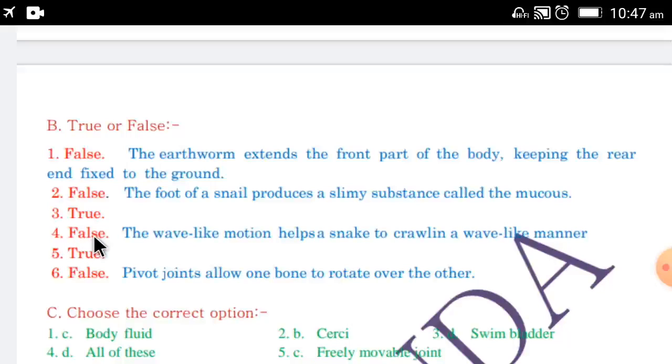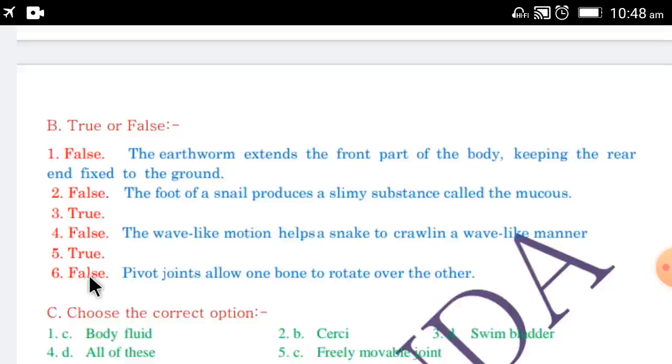Next, fourth one: upstroke and downstroke help a snake to crawl in a wave-like manner. This statement is wrong. Upstroke and downstroke do not occur in snakes. The wave-like motion helps snakes to crawl. Upstroke and downstroke occur in the movement of birds. Let's see the fifth one. The backbone of a human body is made up of 33 vertebrae. Yes, this is a true statement.